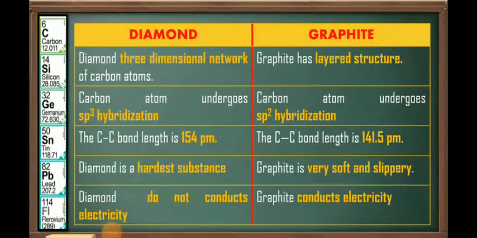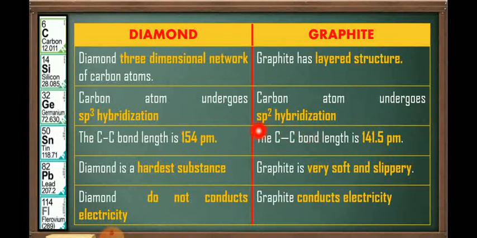This is an important concept: differences between diamond and graphite. Diamond is a 3-dimensional, rigid network of carbon atoms, whereas graphite is a 2-dimensional layered structure. That is one of the differences between the diamond and graphite allotropes.